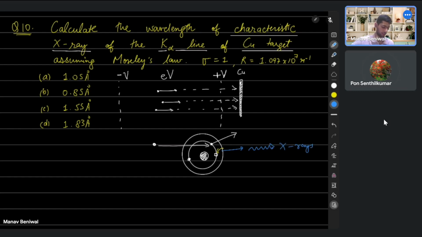Okay, so this was clear. Because this is a copper atom, it will have its own characteristic wavelength, because this energy difference depends on the copper atom. If you take some other atom, let's say iron, that wavelength will be different. Therefore, it is called the characteristic X-ray wavelength, because it is a characteristic of the material.